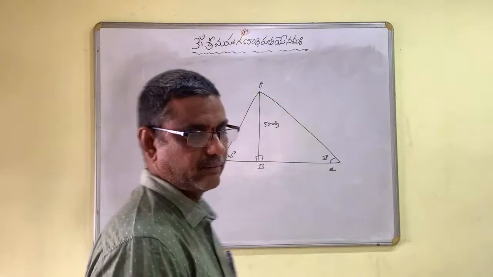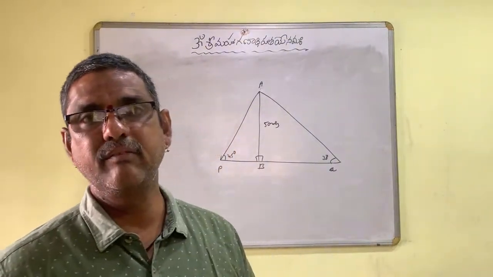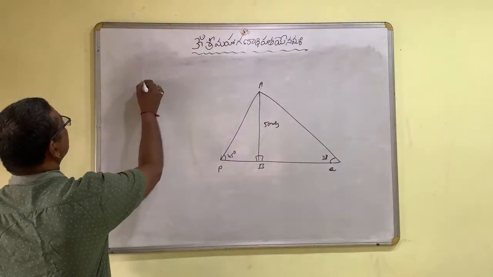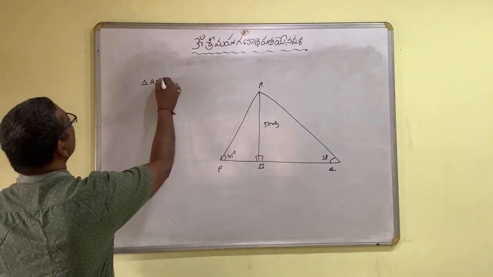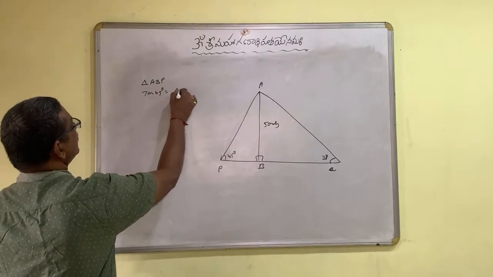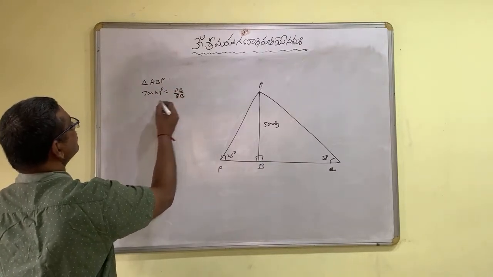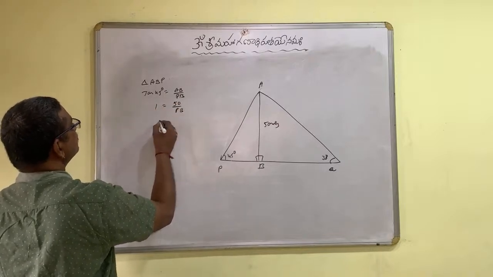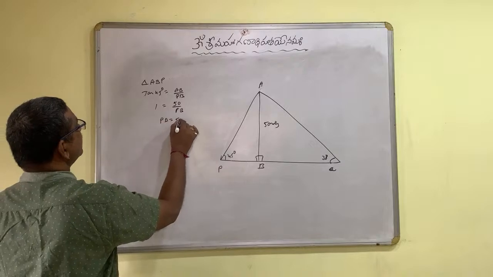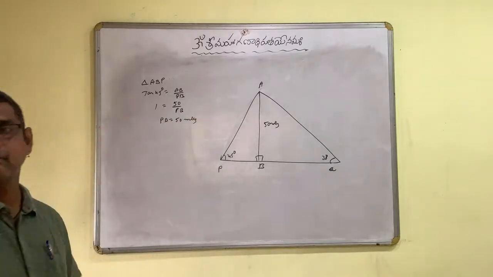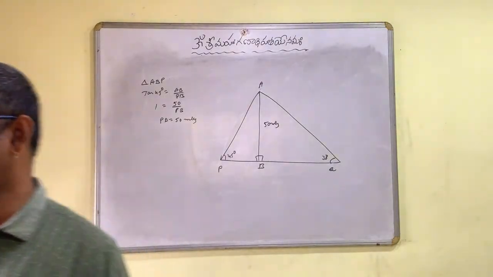Yeah, PB 50. PB 50 because tan 45 in triangle ABP is AB by PB. 1 is equal to 50 by PB. So PB is 50 meters.